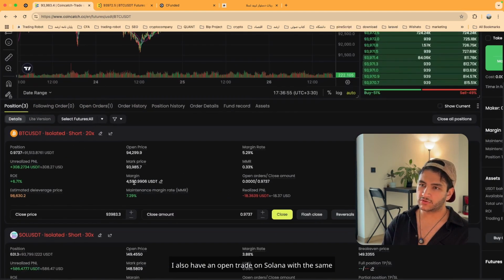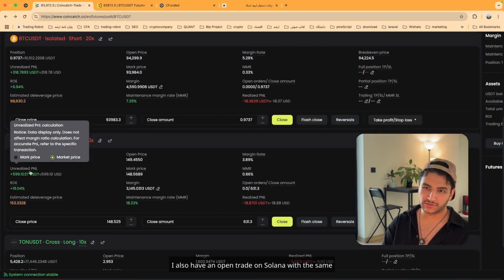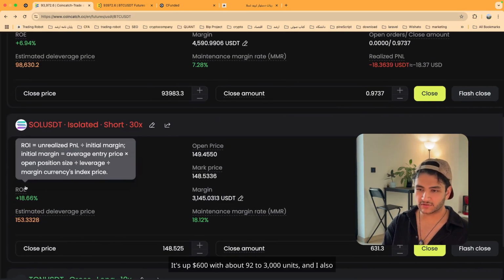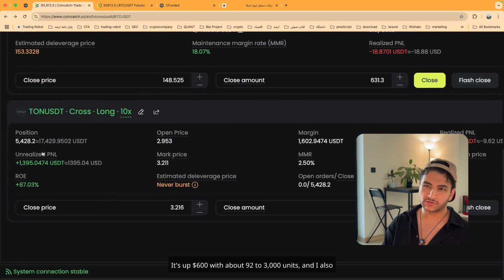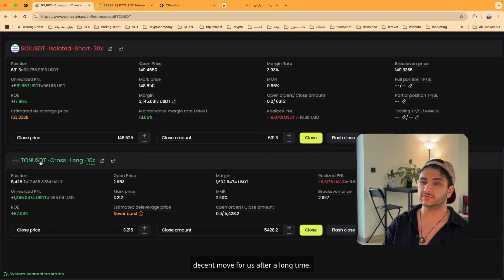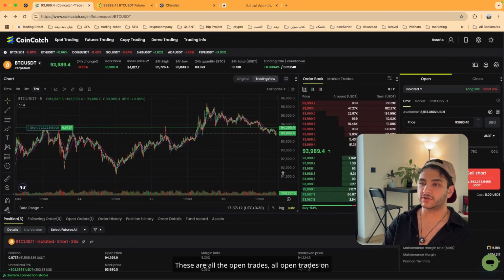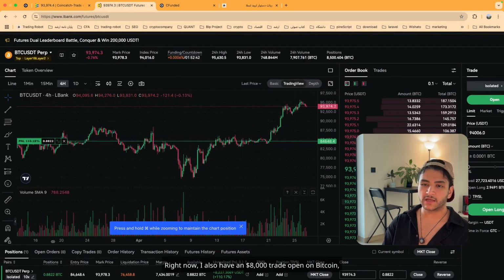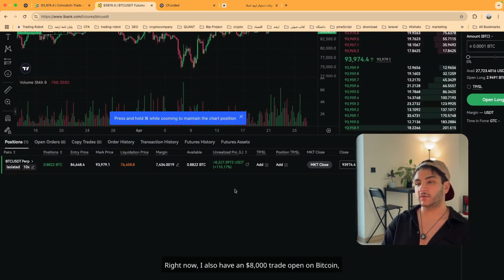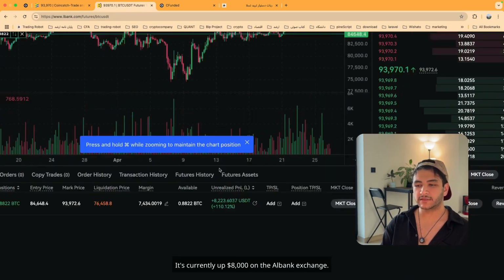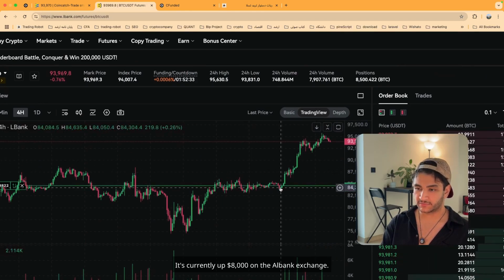I also have an open trade on Solana with the same strategy that I'm explaining. It's up $600 with about 92 to 3,000 units. And I also have a long position open on TON, which finally made a decent move for us after a long time. These are all the open trades on another exchange. Right now, I also have an $8,000 trade open on Bitcoin, which I opened a long time ago on a higher time frame. It's currently up $8,000 on the Allbank exchange.